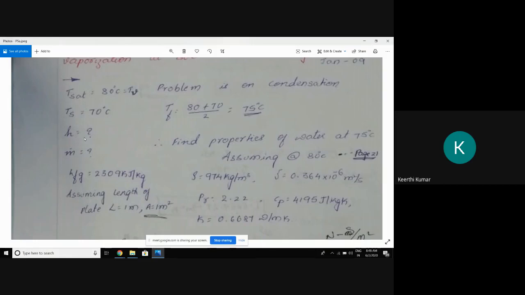70, 80. h he is asking you to find out. m dot he is asking you to find out. h_fg is equal to 2309 kilojoules per kg, which is given. You substitute in joules per kg everywhere.